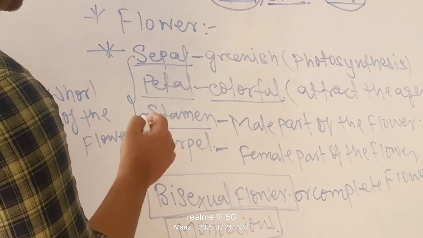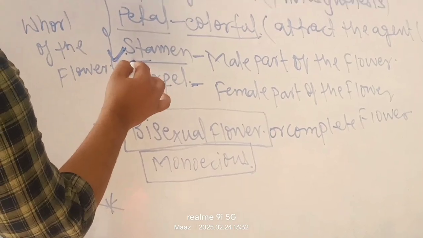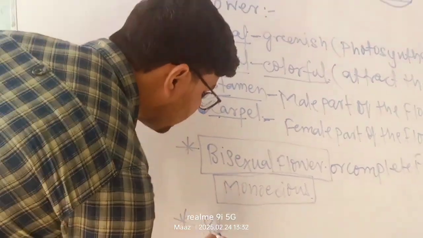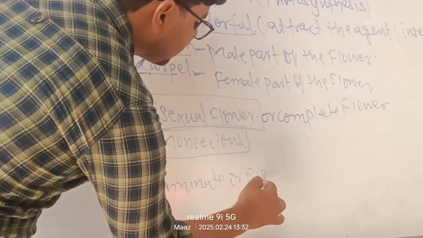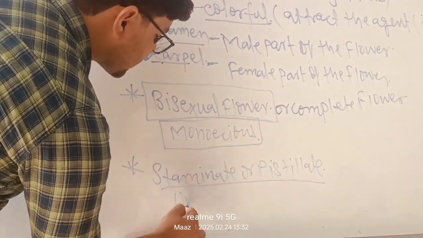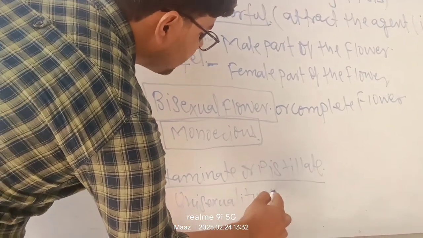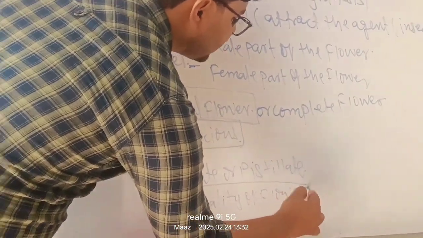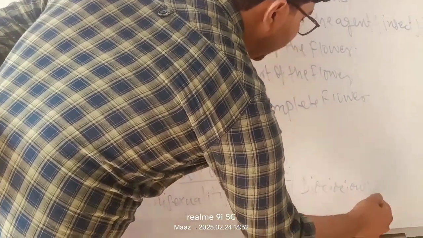Now, if the flower has either stamen or carpel, it is said to be staminate or pistillate. These terms basically define the unisexuality of the flower, or we can say that the flower is dioecious.